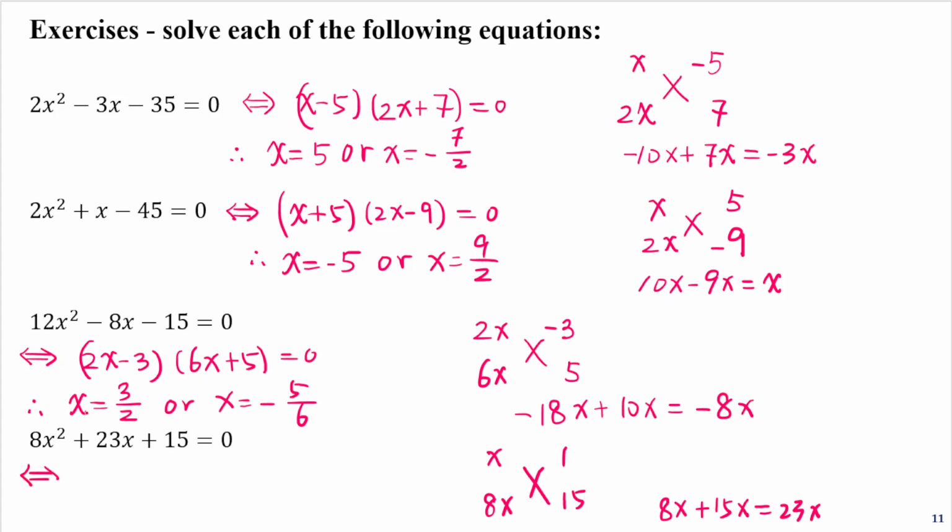Therefore, the original equation is equivalent to x plus 1 times 8x plus 15 equals 0. Therefore, the solution is x either negative 1 or x can also be negative 15 over 8, right? Do you have any questions?